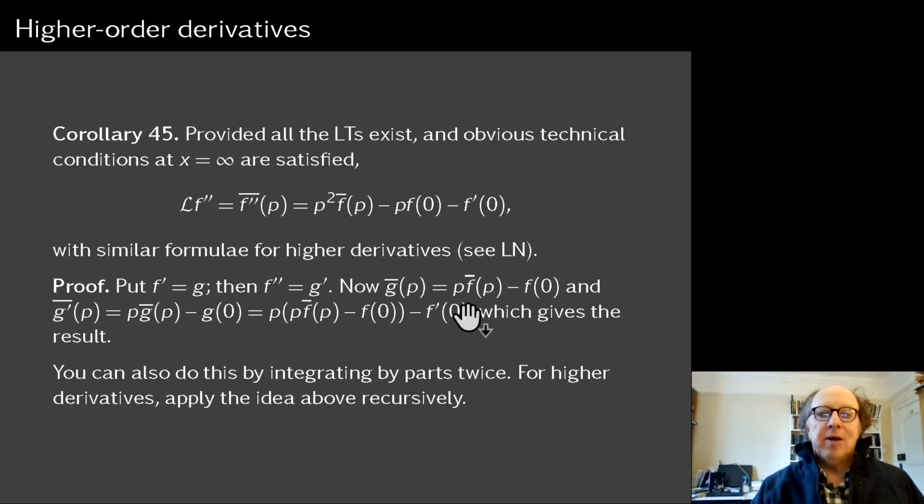Now you know g bar, that's p f bar minus f of 0. And then g prime bar, well, that's p g bar minus g of 0. And now you substitute in for g bar here, p times p f bar minus f of 0, minus f prime of 0 carries over, and that is p squared f bar minus p f of 0 minus f prime of 0.